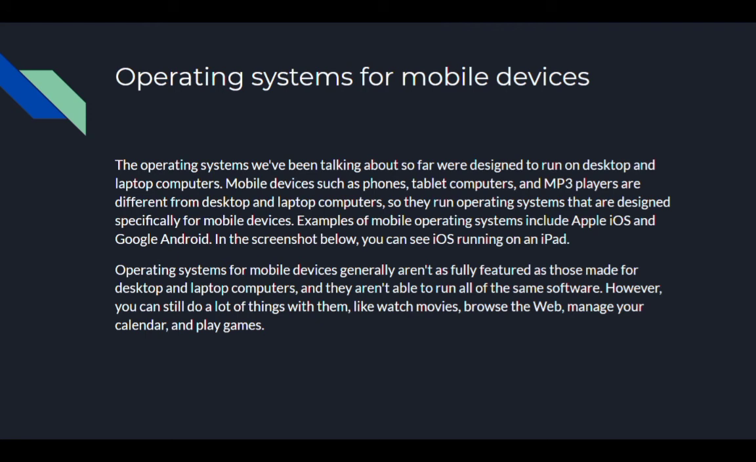Operating systems for mobile devices generally aren't as fully featured as those made for desktop and laptop computers, and they aren't able to run all of the same software. However, you can still do a lot of things with them, like watching movies, browse web, manage your calendar, and play games while in the bathroom, I suppose.